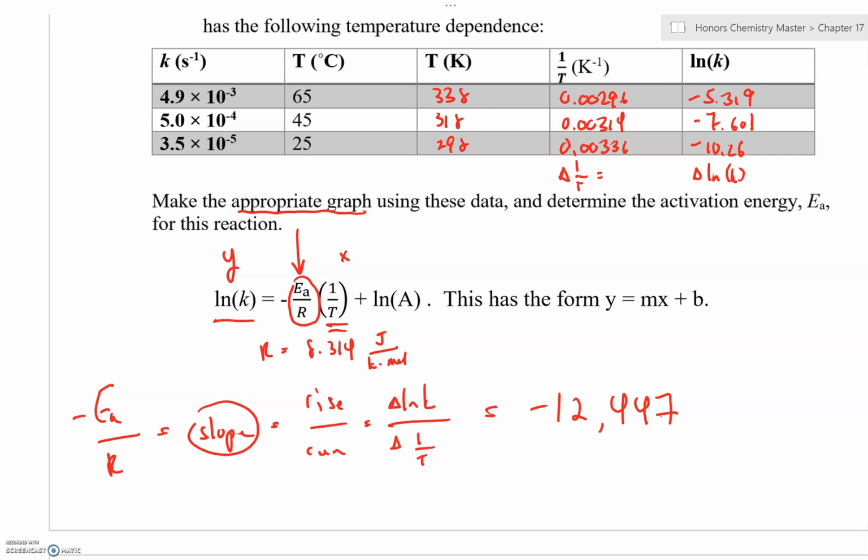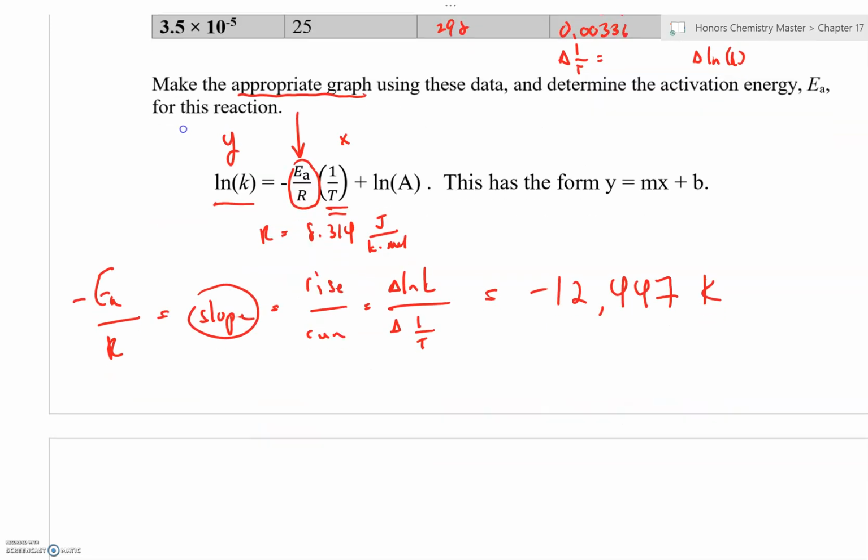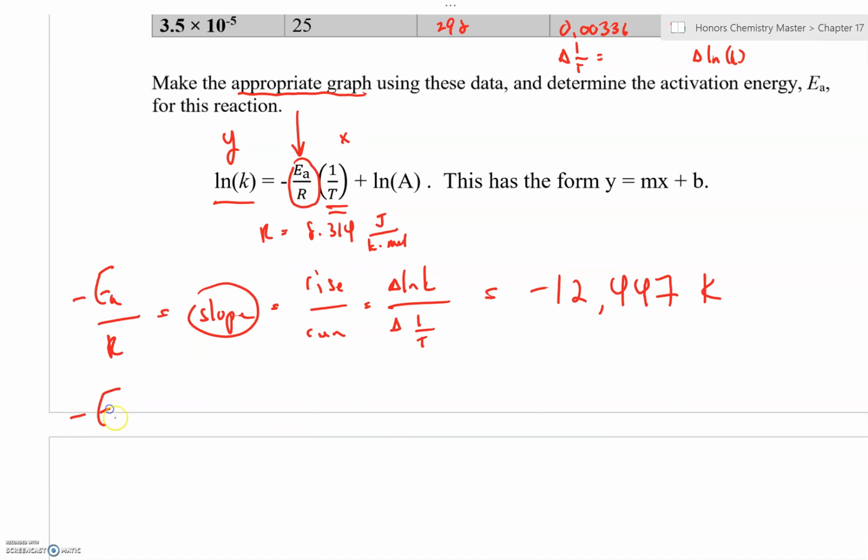Something like, well, actually, interestingly enough, the only units are inverse of temperature, which is in the denominator. So there really is a unit, and that's kelvins. Okay? Now, we want to find the activation energy. We know that activation energy over R, which is the slope, what we just found, 12,447 kelvins. Well, you just found the slope.